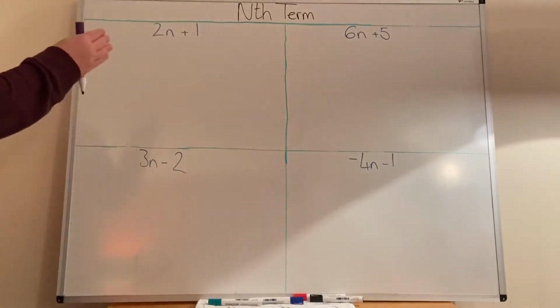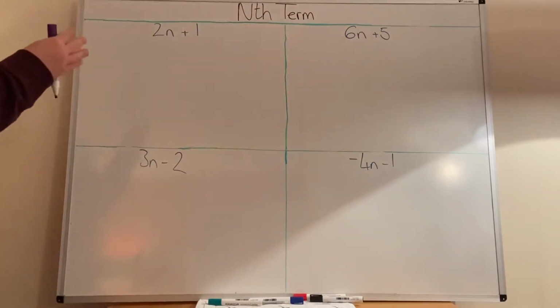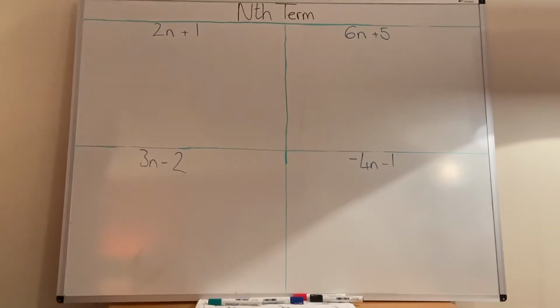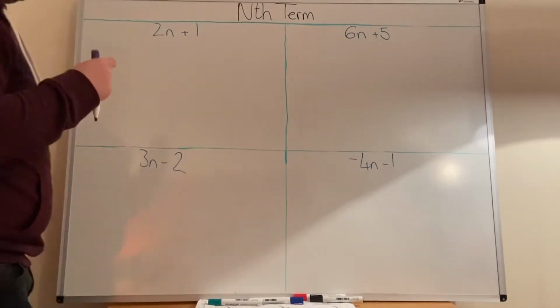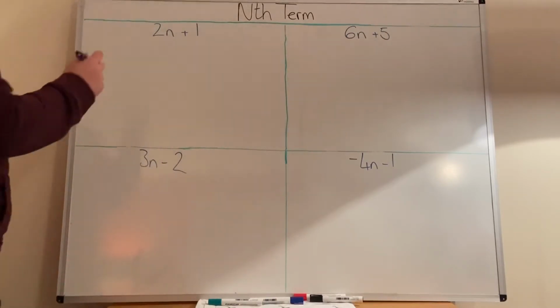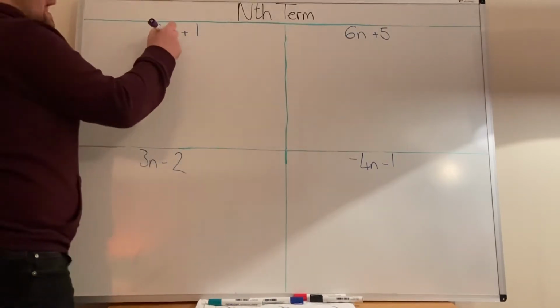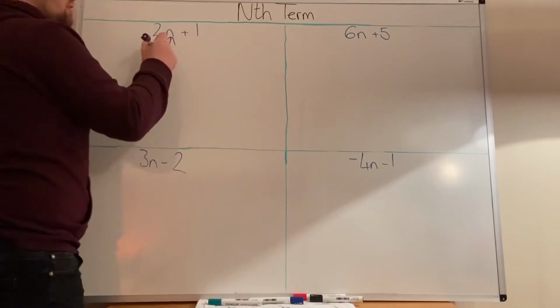If you're not entirely sure, or if there are still some gaps, feel free to look back at what we did last lesson, have a quick practice of that, and then maybe that will help you to come back to this. On the board I've given you 4 nth terms, and we're going to find the sequence for each one. The first one is 2n plus 1. This n just means term number.